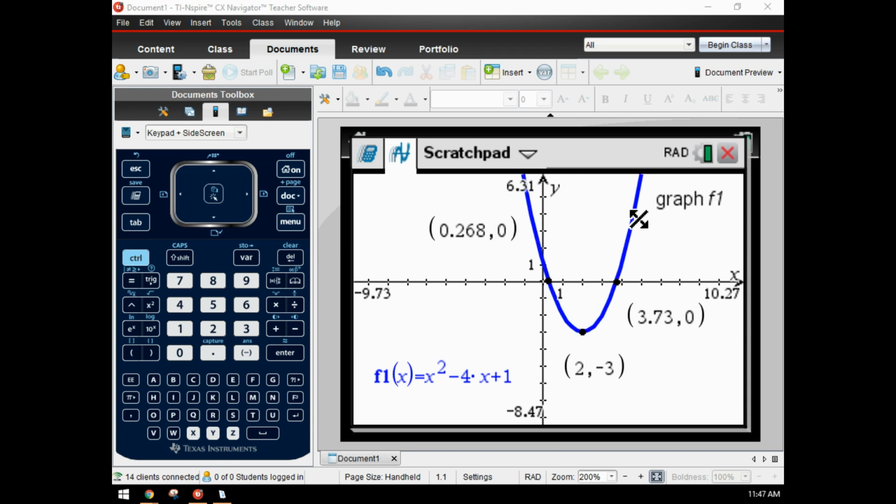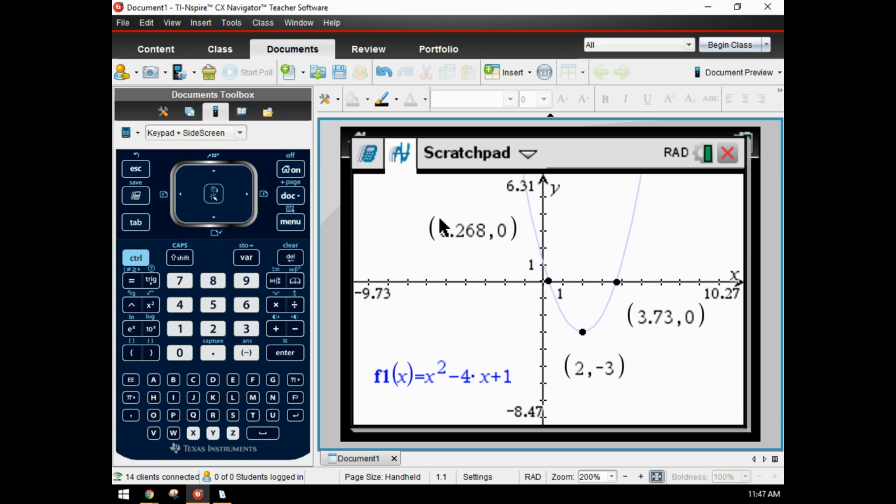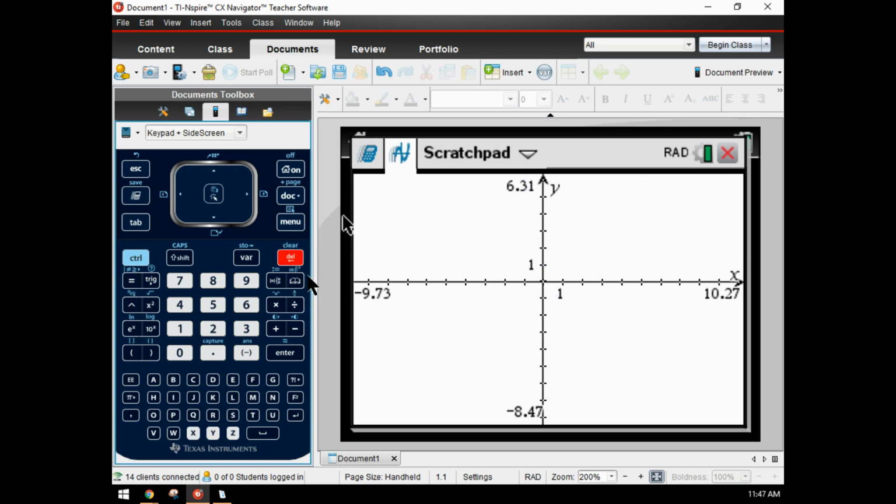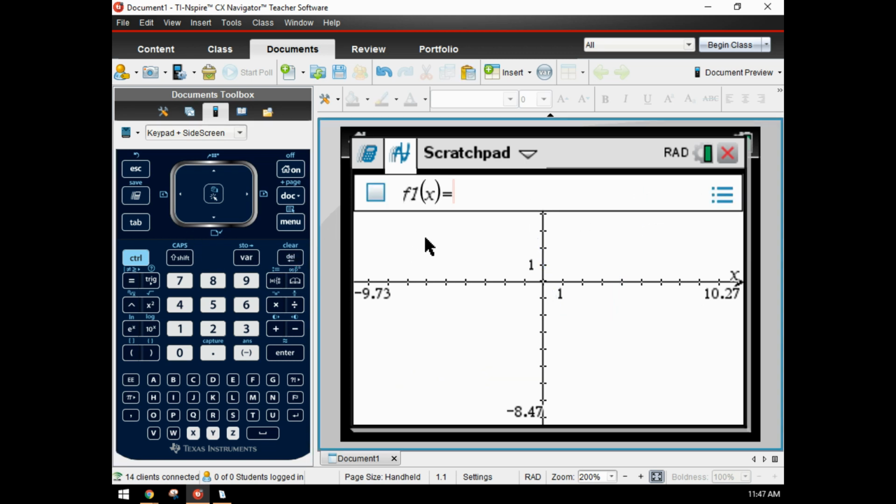Okay, so let me graph this. No, this is the last one. Remember, I haven't cleared mine. Okay, so calculators, go ahead.